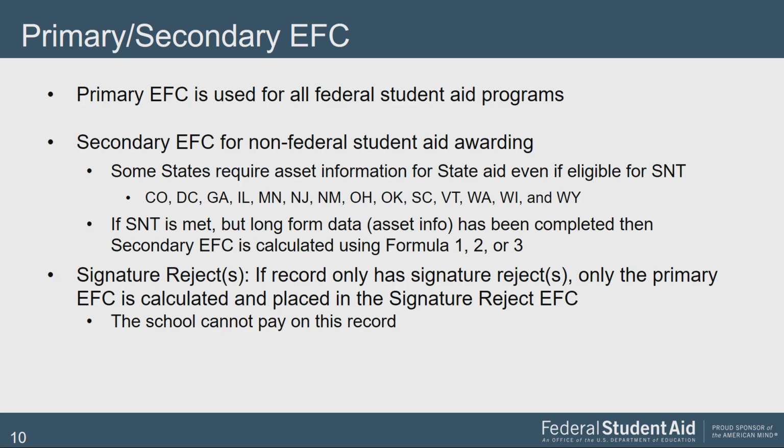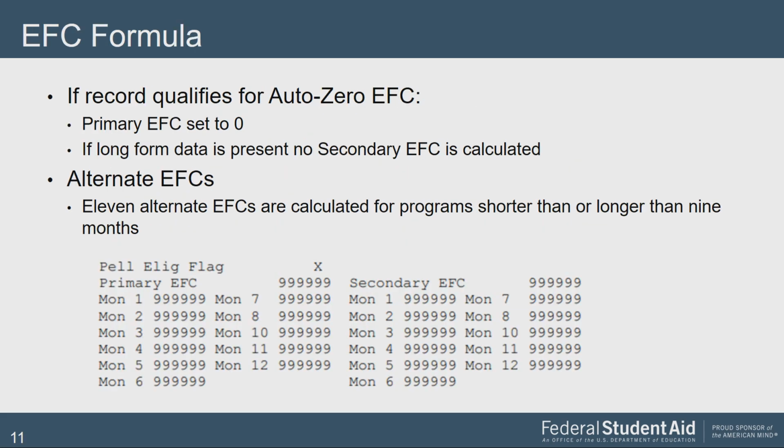The school cannot pay on this record, but when the signature reject is resolved, the secondary EFC will be calculated. So if the record qualifies for Auto Zero EFC, the primary EFC is set to 0, and if the long data form is present, no secondary EFC is calculated. So it's only calculated for regular EFC and simplified needs test, but not Auto Zero. There are 11 alternative EFCs that are calculated for programs shorter than the 9-month period, and that's also on the ISIR.